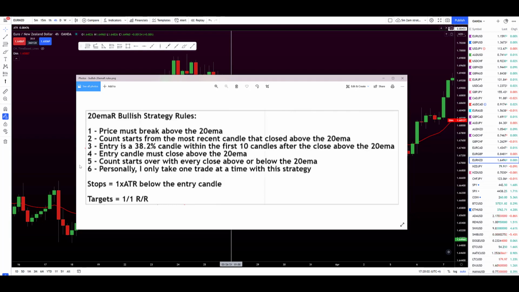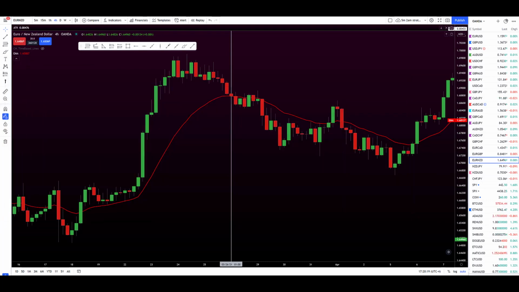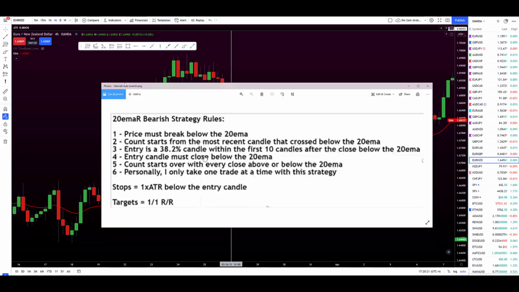Number six is a personal rule of mine. I do not enter trades if I am already involved in a trade. I wait until that first trade is either stopped out or hits my targets. Stops are 1 times the ATR indicator below the entry candle for bullish trades, and targets are a 1-to-1 reward to risk ratio.